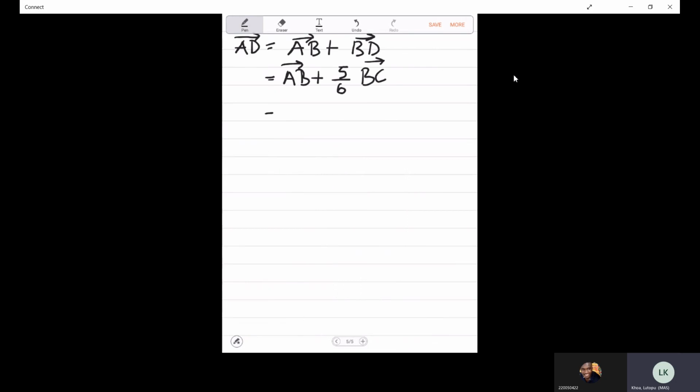Okay, so now I can substitute A, B, and then this 5 over 6 should remain there. And then we said from B to C, I must go from B to A. Let me just write, this is B to A. And then from A to C.